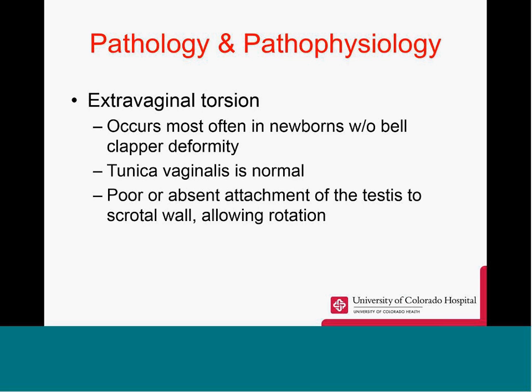Extravaginal torsion is a rotation of the epididymis, testis, and tunica vaginalis as a unit and causes the rotation of the spermatic cord at the level of the inguinal ring. This occurs most often in newborns without the bell clapper deformity. Thus, the tunica vaginalis is normal.